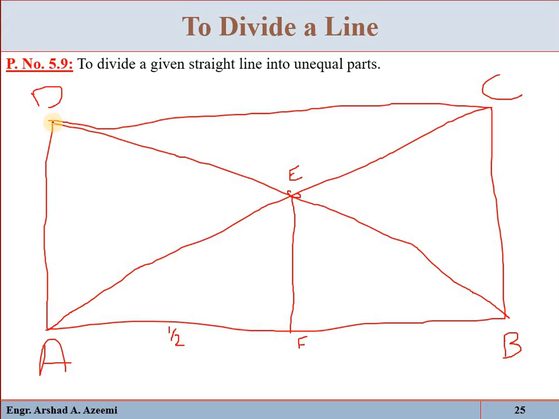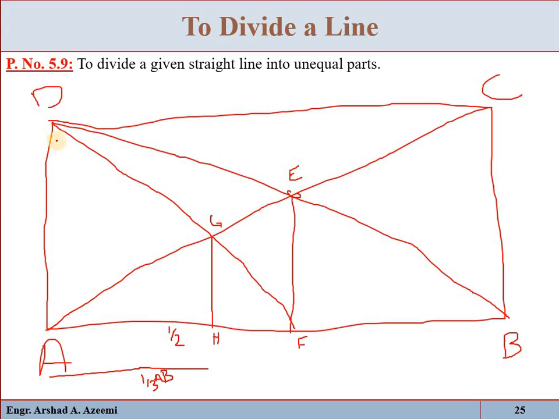Now join D with F. Now suppose this is point G. Now from point G, draw a perpendicular to AF. Suppose this is H. Now this AH will be 1/3 of AB. Remember, AF was half of AB. This AH will be 1/3 of that AB.